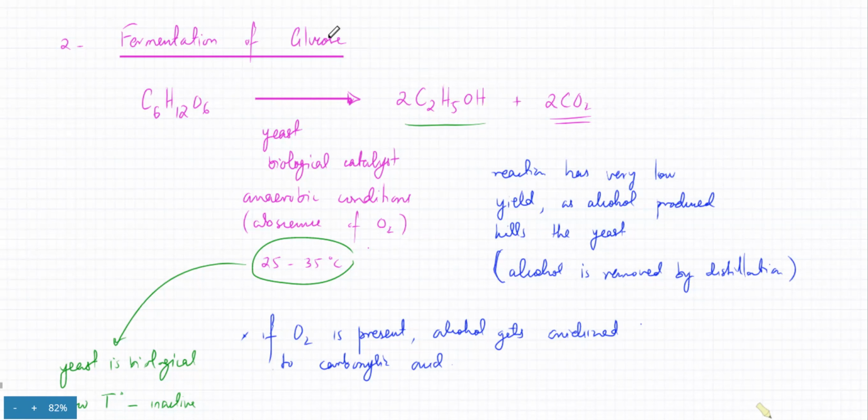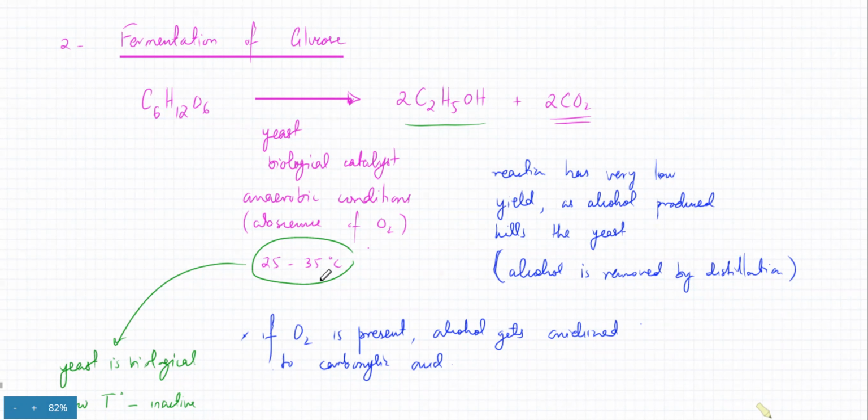Fermentation of glucose is you take glucose, and this glucose could come from any place, and that glucose is fermented. Yeast is added. Anaerobic conditions must be present, which is absence of oxygen and 25 to 35 room temperature. This is the optimum temperature for a biological catalyst. Most biological things they work at 25 to 35.